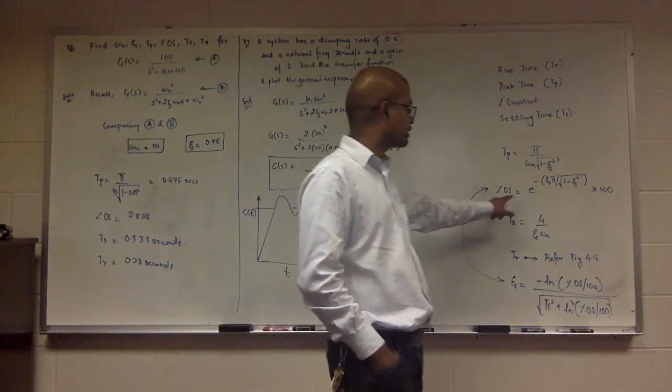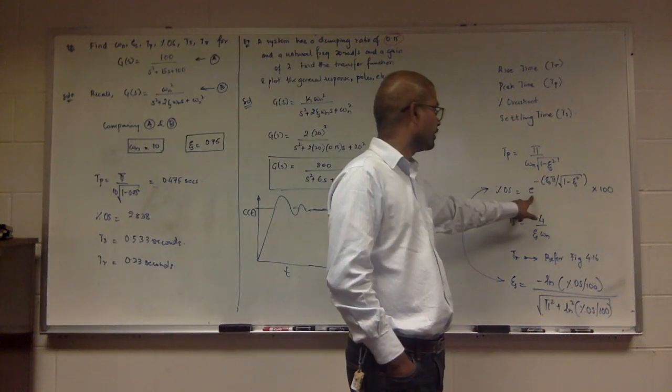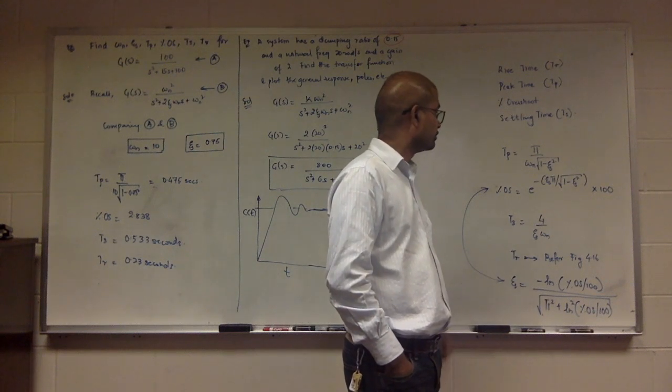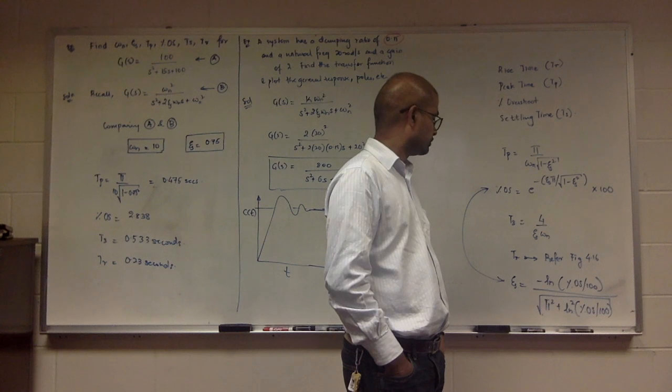Take the ln on either side. This e will vanish. Where did that T1 come from? Which T1? At the bottom. That's T5. That's right, T5.